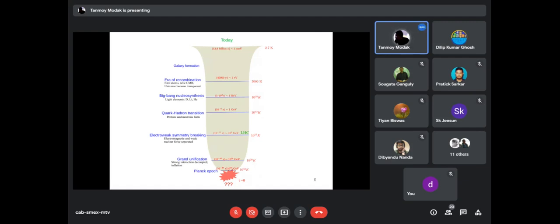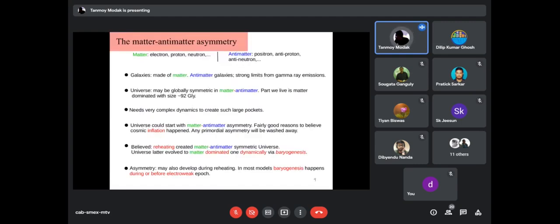All right, and let me explain a bit more. So what do I mean by matter? Matter in today's talk is basically electron, proton, neutron. It's called baryonic matter. So that's why I sometimes will interchangeably use baryon asymmetry of the universe. And antimatter is basically positron, anti-proton, and anti-neutron. So what do we know? We know that galaxies are made of matter. We do not see any antimatter galaxies. At least we have a very strong limit that they don't exist.